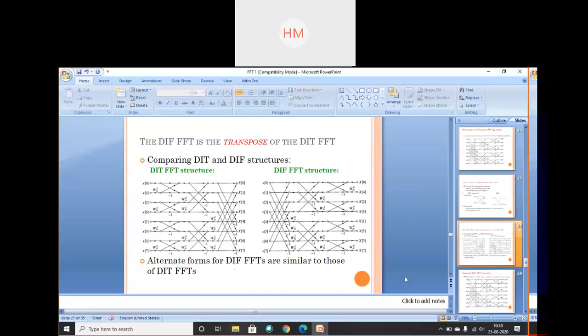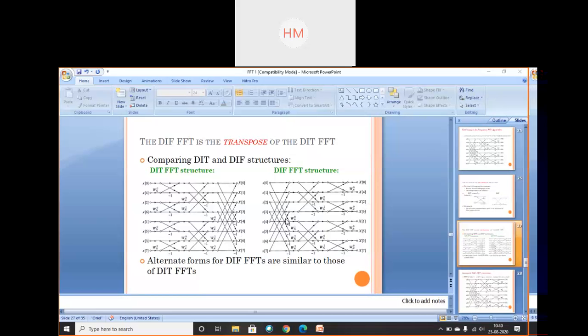So this is a comparison between DIF FFT and DIT FFT. Comparing DIT and DIF structure. See, you can see it very easily. It's visible to all. This is my DIT structure and this is DIF structure. Whatever is generated at the output of DIT will act as input to DIF. You can see it, you can analyze, you can visualize it very clearly.